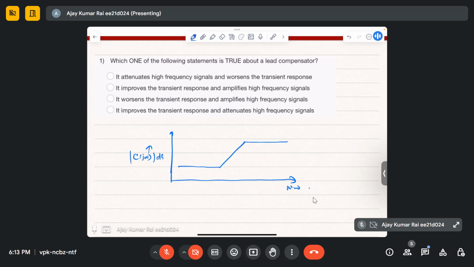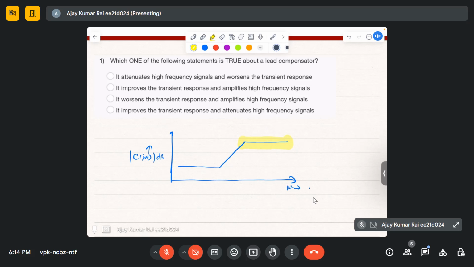So this is the asymptotic Bode plot for the lead compensator. Let's see the first statement: it attenuates high frequency signals and worsens the transient response. Is it true or false? It's talking about the high frequency signals, so these frequencies. You can see from the Bode plot that it's doing the opposite. It's not attenuating the signal, it's actually amplifying the high frequency signals, right?